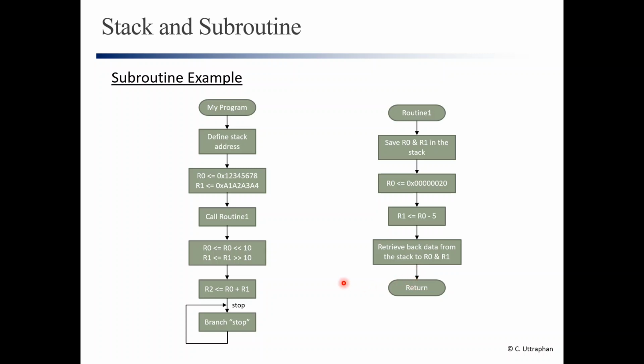When we return to the main program, we then execute these instructions: logical shift left 10 times for R0, and logical shift right 10 times for R1. Finally, we add the contents of R0 and R1, and store the result in R2.